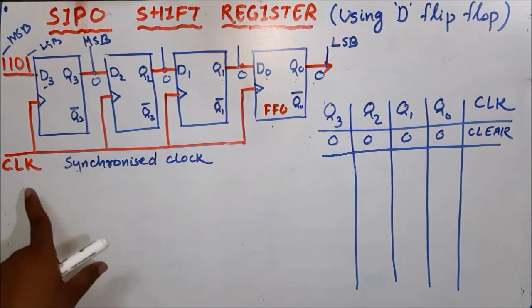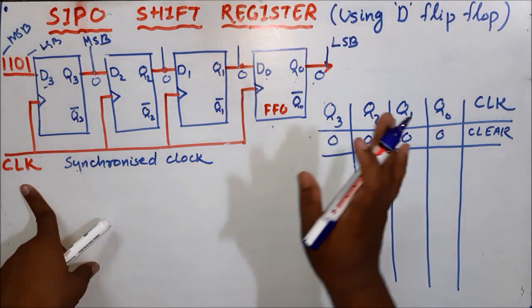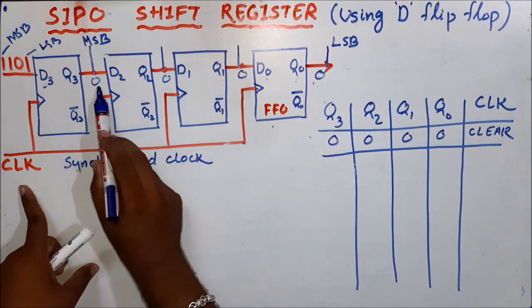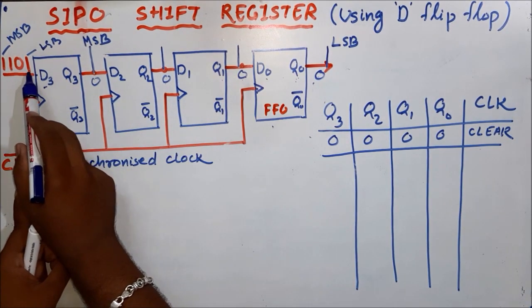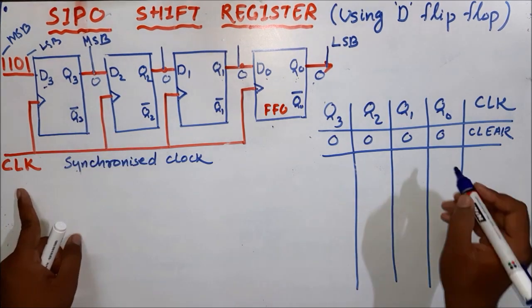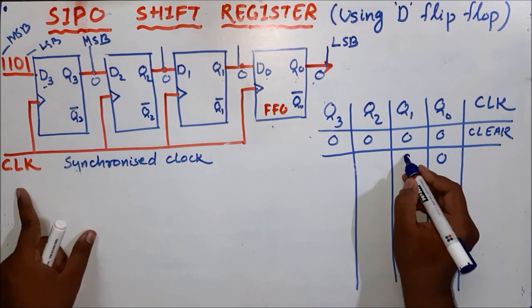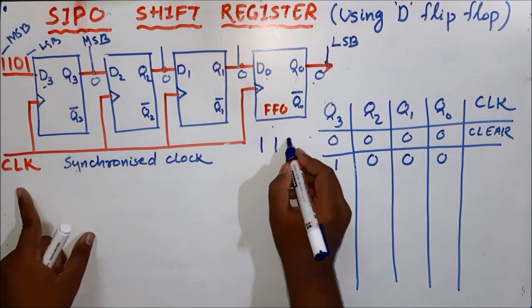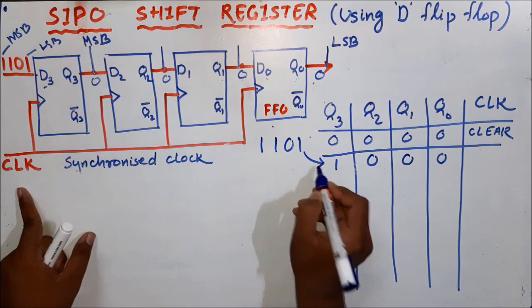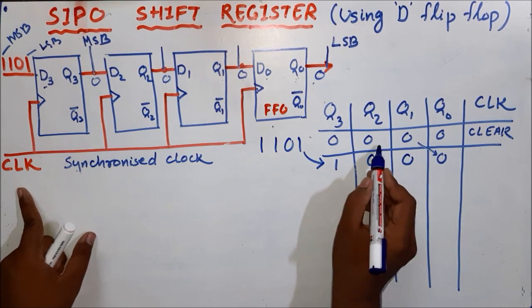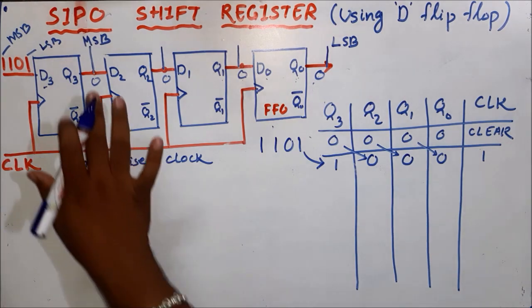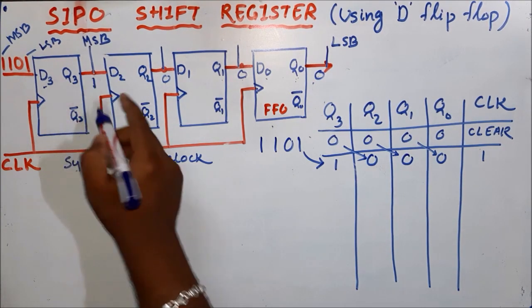When I apply the first clock, each input is routed to the output. This 0 goes here, this 0 goes here, this 0 goes here, but here the input is 1, and this 1 goes here. So I can see Q0 is 0, Q1 is 0, Q2 is 0, and this becomes 1, because my input is 1101 and this 1 is routed here. Each individual bit is routed. So for the first clock pulse, this becomes 1 and everything else remains 0.